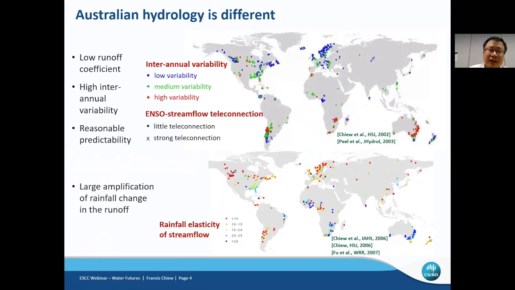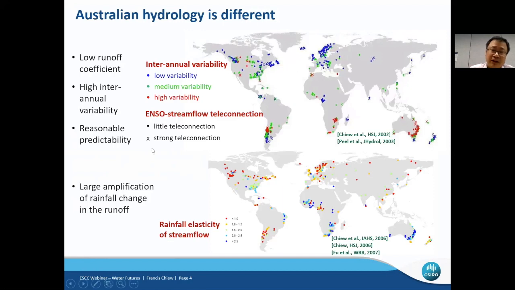But the very things that are causing this high interannual variability are also the things that allow us to have some reasonable predictability. So this comes under the ENSO streamflow or ENSO rainfall teleconnection. Again, that relationship is strongest in Australia and in Southern America. So we can exploit that relationship and the antecedent conditions to help forecast streamflow or water several months in advance, that will help us to overcome or manage our high variability.